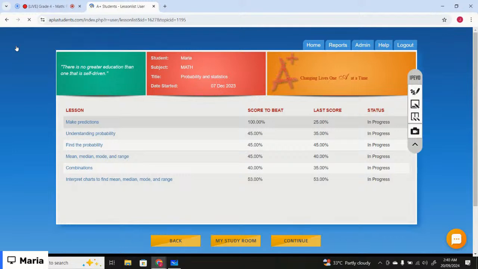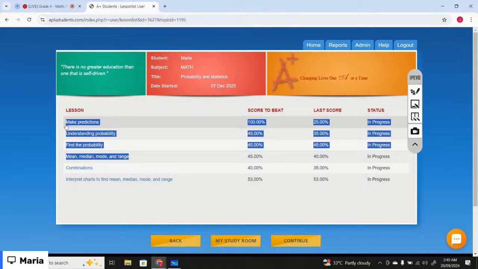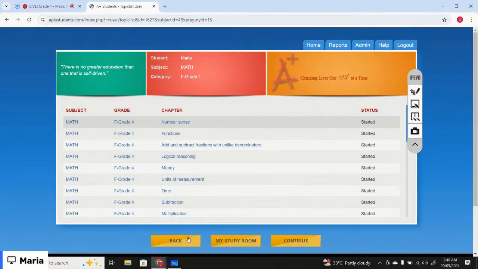So we were working on grade 4 math. The chapter we were working on is probability and statistics. The lessons we have covered today are make predictions, understanding probability, find the probability, mean, median, mode, and range. So please make sure before the next session you complete all the practice questions for the lessons we just did. That is your homework until the next session, right?